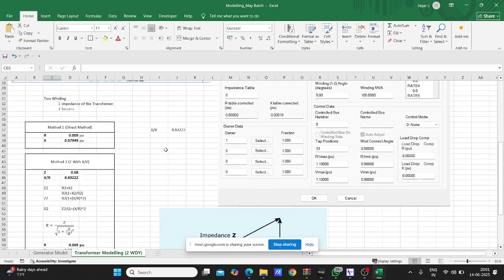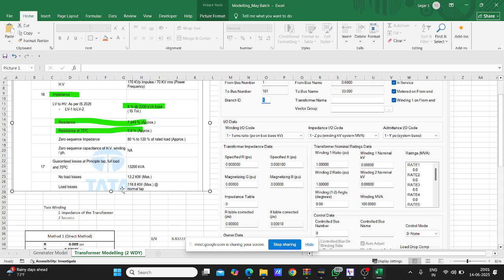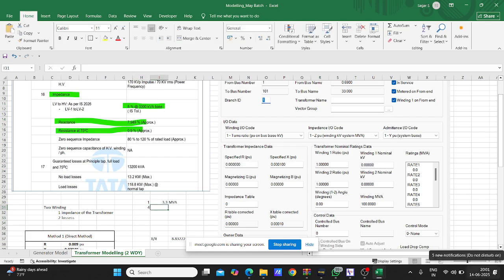So for this method three, we do have load losses. The load losses of the particular transformer is equal to 118 point something kilowatt, but the load losses have been calculated with 13.2 MVA. Where does this 13.2 come from? That means four transformers combined together, where one transformer rating is equal to 3.3 MVA. So 4 into 3.3 is 13.2 MVA, or in terms of kVA, 13,200 kVA. Both are the same, that's why they are giving that.